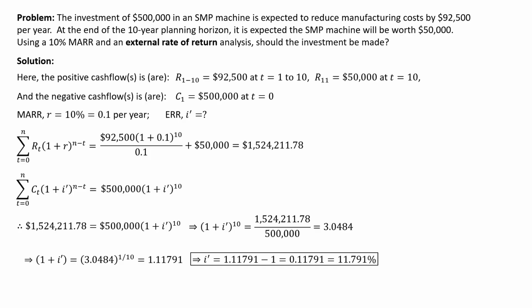So, ladies and gentlemen, the external rate of return is 11.791%. Should the investment be made? Wait, oh, no, I didn't answer that question. If the external rate of return is bigger than the minimum attractive rate of return, right? Should you invest? Yes, of course. This investment in this machine is giving you a rate of return which is more than your minimum attractive rate of return. So yes, you should. Cool.